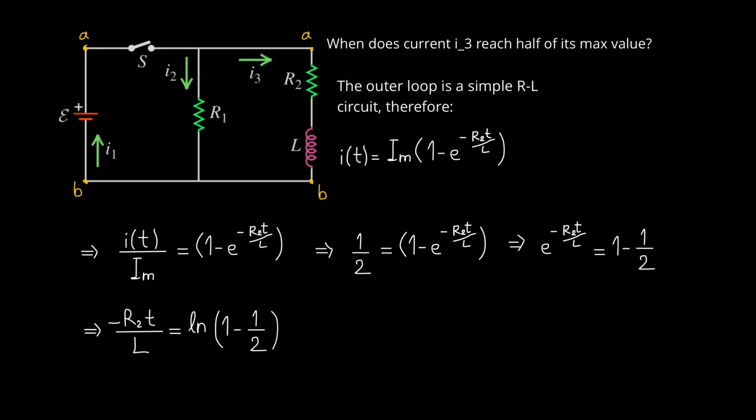So on the left we have minus R2 times t divided by L equal to ln of 1 minus 1/2, which is equal to 1/2 or 0.5. Multiplying both sides by negative L divided by R2, we get t equals minus L/R2 times ln 0.5. Now you may think that there's a negative sign. Does that mean we get a negative value for time? It turns out, remember, we're calculating ln of 0.5, which is a negative value because 0.5 is less than 1. So the two negatives will cancel and the time value will be positive as expected.